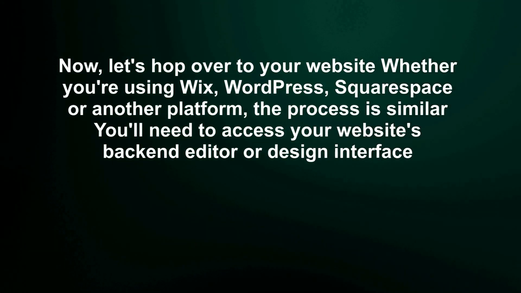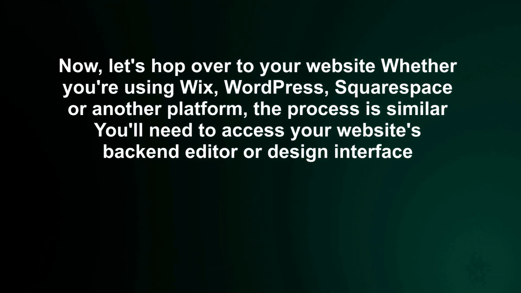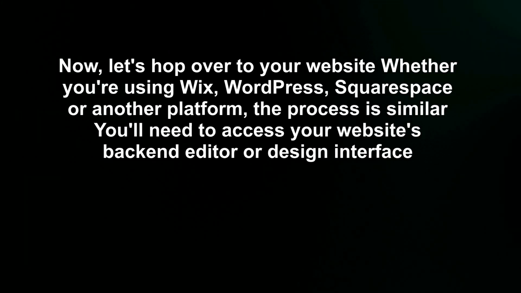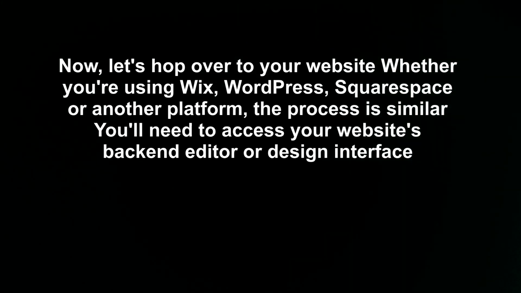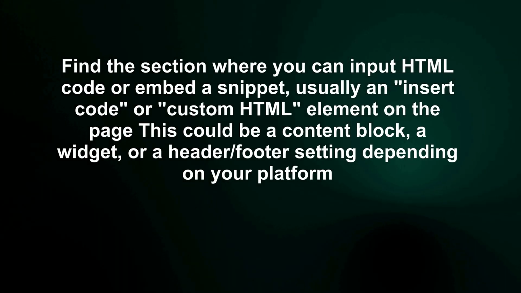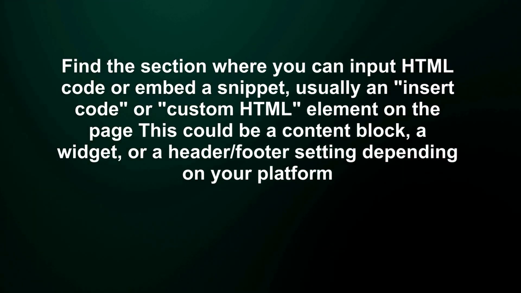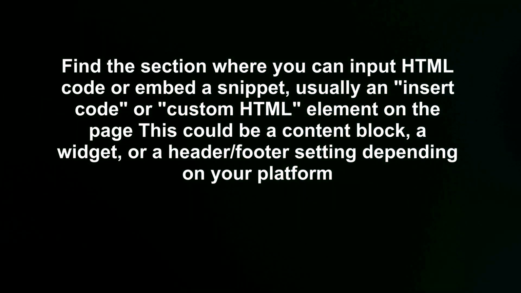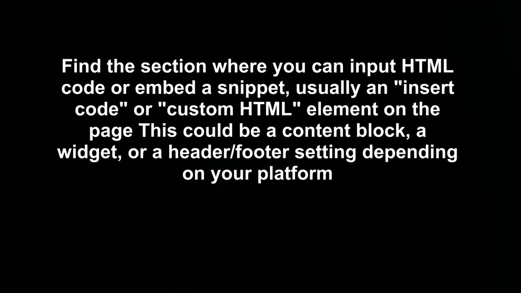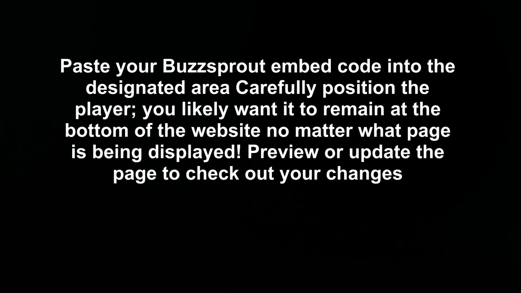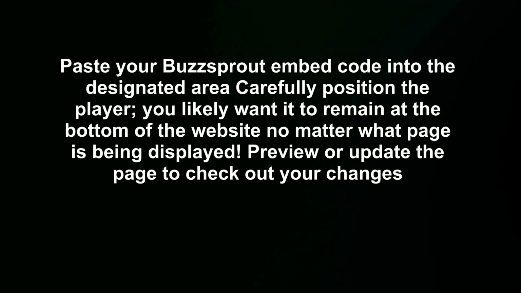Whether you're using Wix, WordPress, Squarespace, or another platform, the process is similar. You'll need to access your website's backend editor or design interface. Find the section where you can input HTML code or embed a snippet, usually an insert code or custom HTML element on the page. This could be a content block, a widget, or a header, footer setting depending on your platform. Paste your Buzzsprout embed code into the designated area.